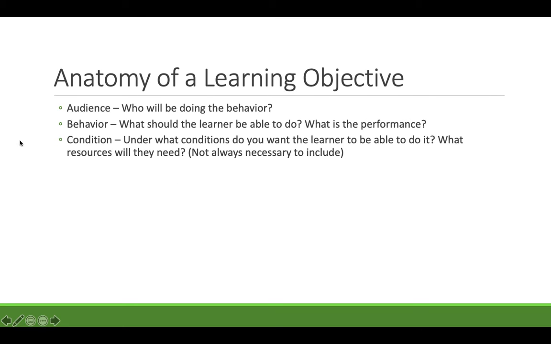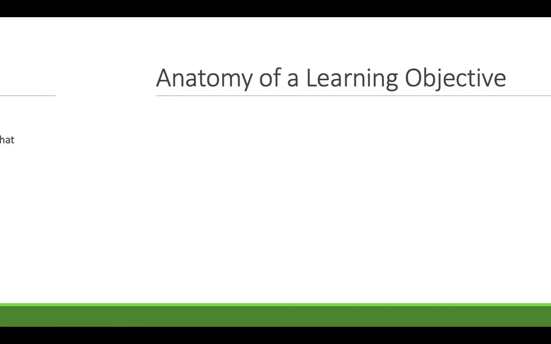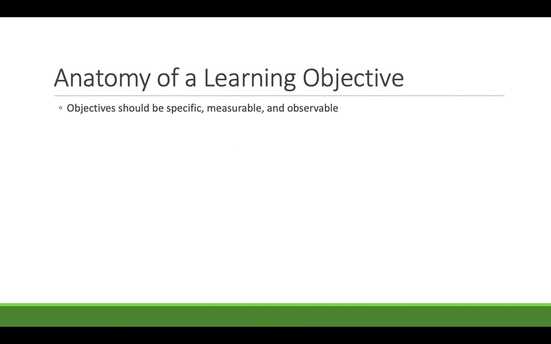The condition isn't always included, but there always has to be an audience and a behavior. So let's take a look at what this looks like. An objective needs to be specific, measurable, observable. This is not something that's just happening in your learner's head. It's something that you have to be able to observe.